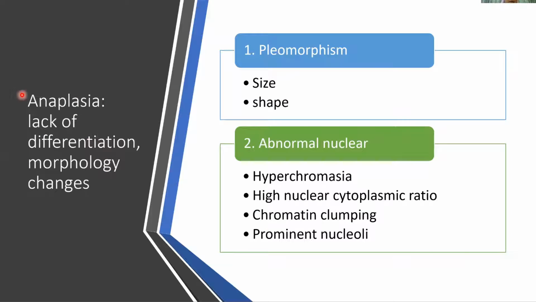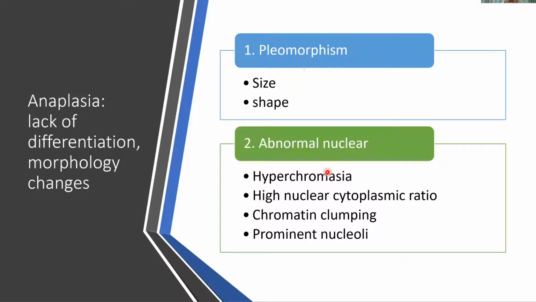Anaplasia. I will keep on saying anaplasia. Anaplasia is lack of differentiation. When we want to see anaplasia, we look at the morphological changes. What are the morphology changes? For one is pleomorphism. Pleomorphism means that the tumor cells vary in size and also shape. They have very big size, and smaller size. Sometimes the shape also varies. That's the definition of pleomorphism.